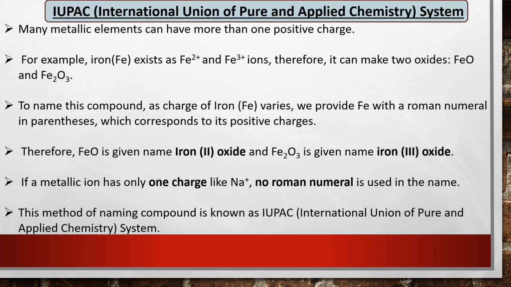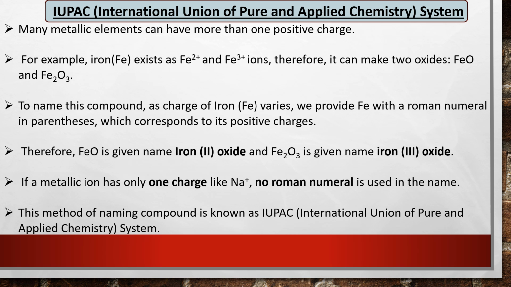IUPAC, International Union of Pure and Applied Chemistry System. Many metallic elements can have more than one positive charge. For example, iron, Fe, exists as Fe2+ and Fe3+ ions. Therefore, it can make two oxides, FeO and Fe2O3.